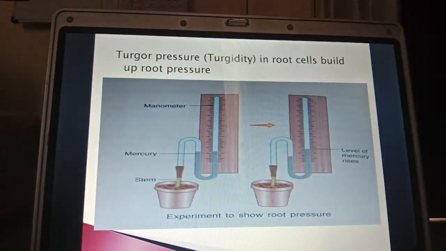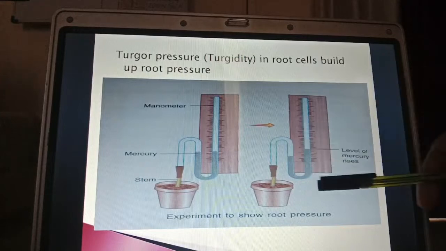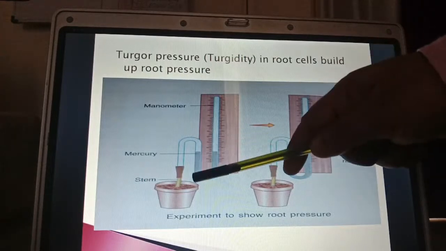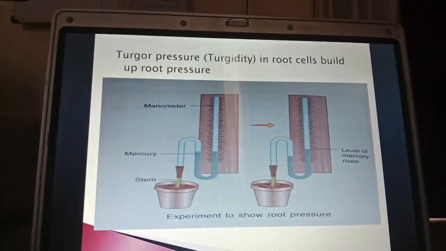Now, turgor pressure, turgidity in the root cells, builds up root pressure. I have already explained this experiment. A plant whose upper part is cut is fitted with a glass tubing with the help of rubber, as you can see here, and it is attached to a manometer. Due to the pressure of the cell sap which oozes out from the cut part of the stem, it will push the mercury and the mercury level will rise in the manometer. This is the experiment to prove turgor pressure.